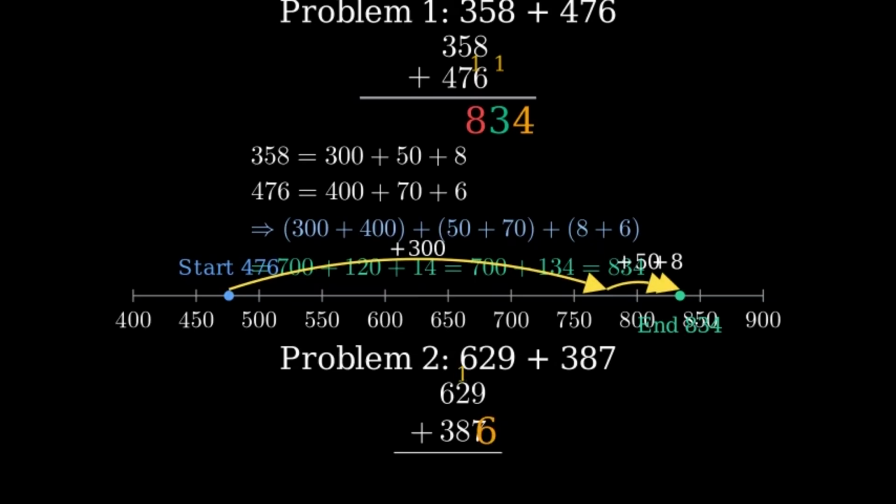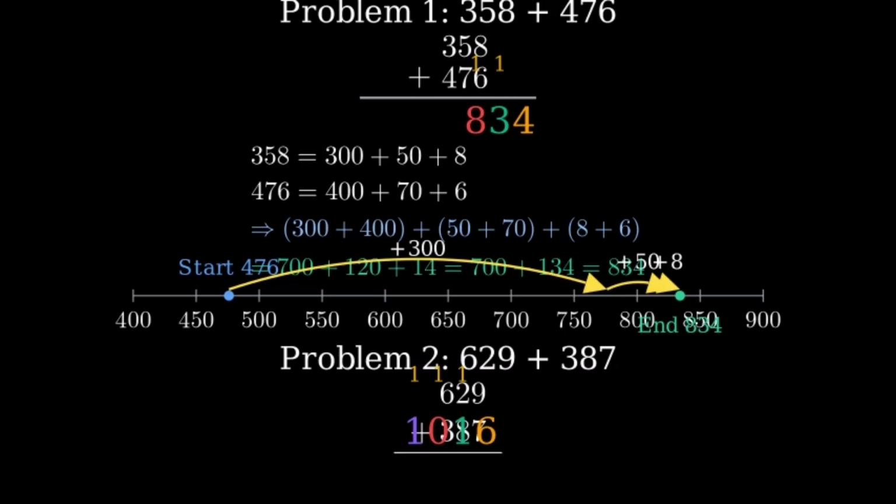Tens, 2 tens plus 8 tens plus 1 ten equals 11 tens. Write 1 in tens and carry 1 to hundreds. Hundreds, 6 hundreds plus 3 hundreds plus 100 equals 10 hundreds, which is 1,000 and 0 hundreds. We write 0 in hundreds and carry 1 to the thousands place. The final answer is 1,016.